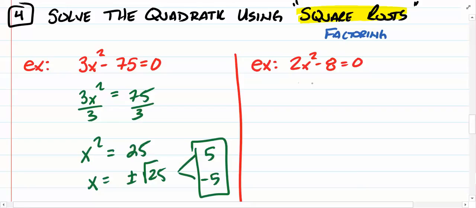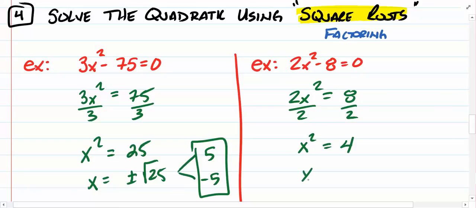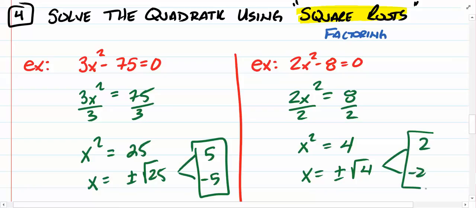Another way we could do it, this one over here, we could factor out a 2 first, but then I would miss the negative sign. So the proper way to do it is to do what I just did. So 2x squared is equal to 8, divide both sides by 2. So we would get that x squared would have to be equal to 4. So x would be plus or minus the square root of 4. So that would give me positive 2 or negative 2. So sometimes we use square roots to help us solve quadratics.